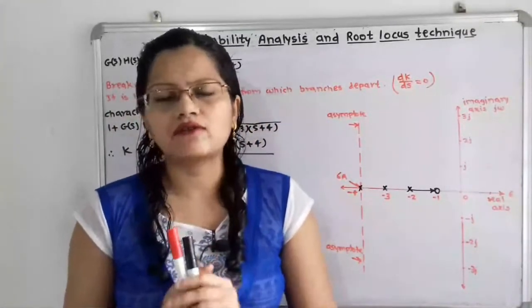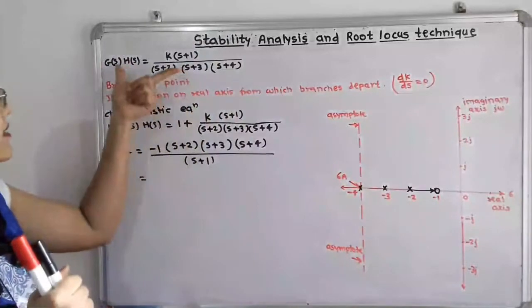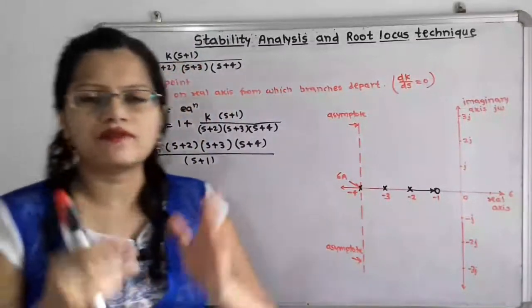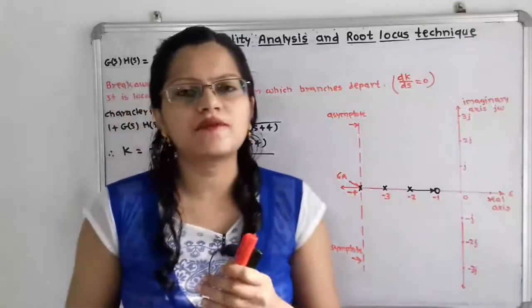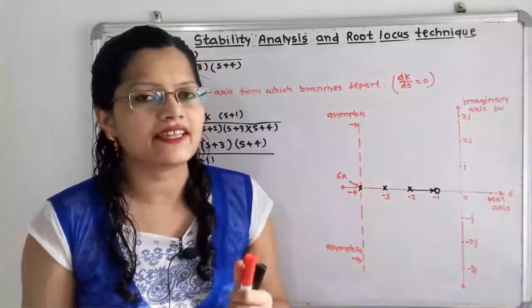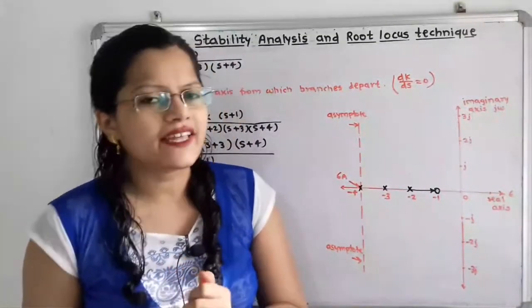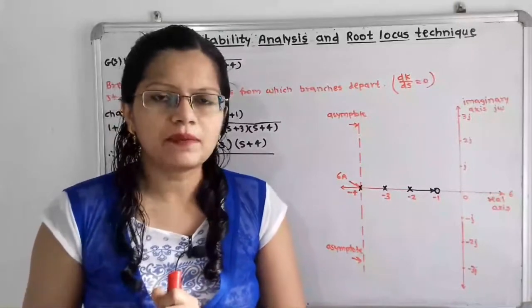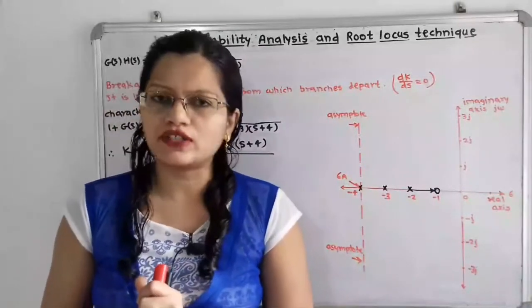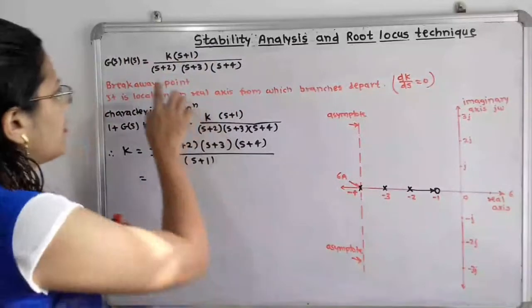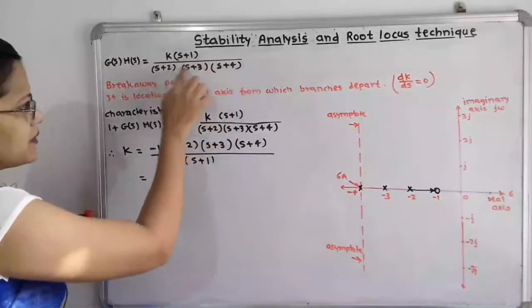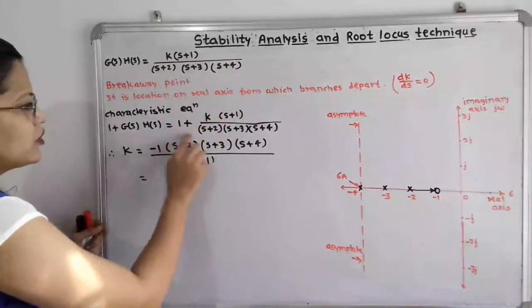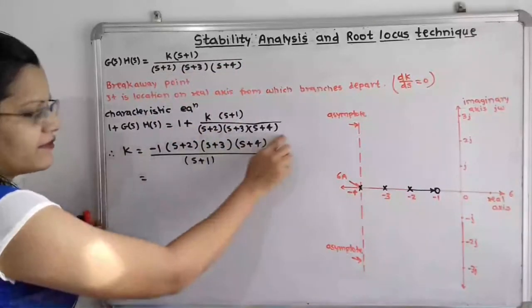So how to calculate this? Now we know that this is the open loop transfer function G(s)H(s). From this transfer function we have to write the characteristic equation. So the characteristic equation is 1 plus G(s)H(s). I will write here 1 plus K(s+1) divided by (s+2)(s+3)(s+4). So this is the characteristic equation.